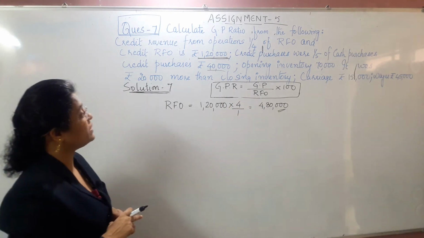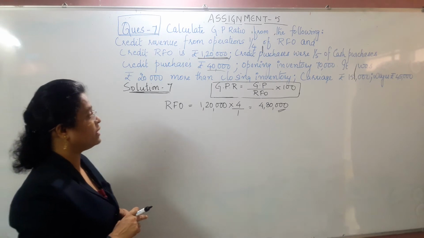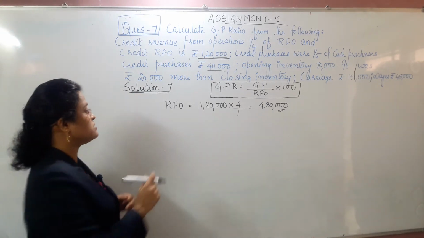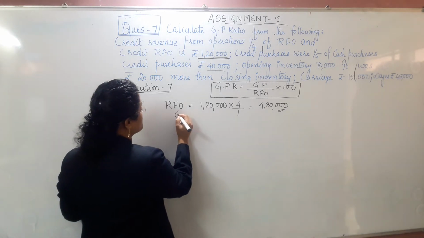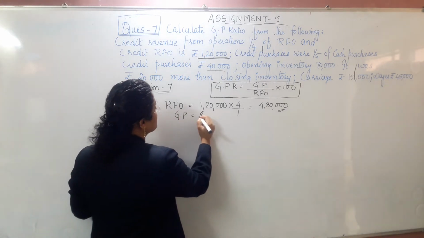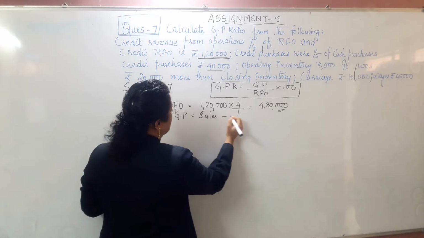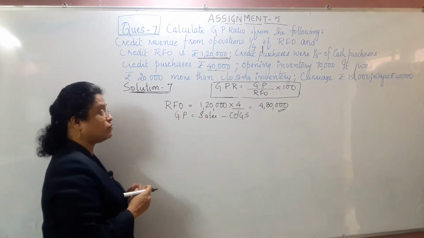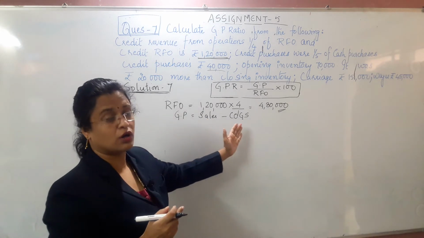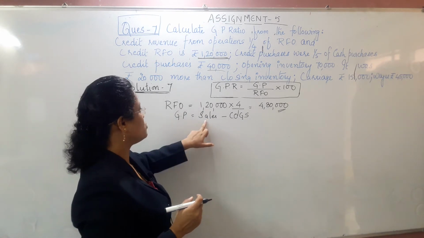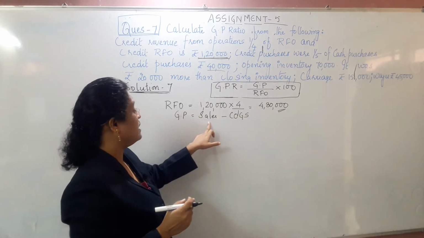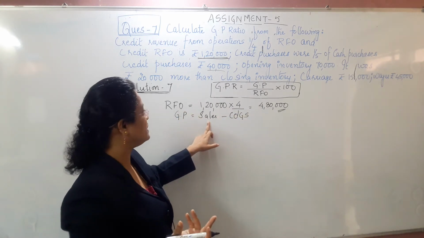Now the next thing we need to calculate is the gross profit. So you know the formula for the gross profit? GP is equal to sales minus COGS, or we can write GP is equal to RFO minus cost of revenue from operations. So we got the RFO here, that is 4,80,000. That means sales. RFO and sales are one and the same thing.